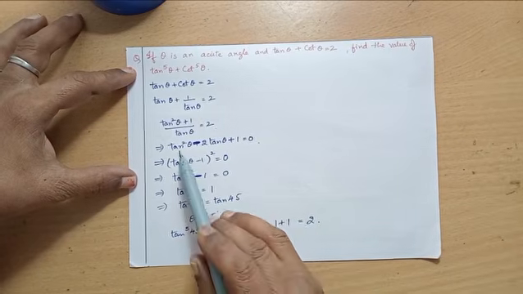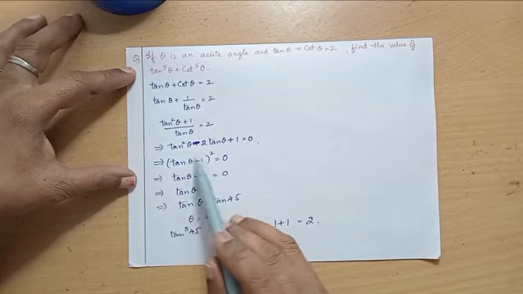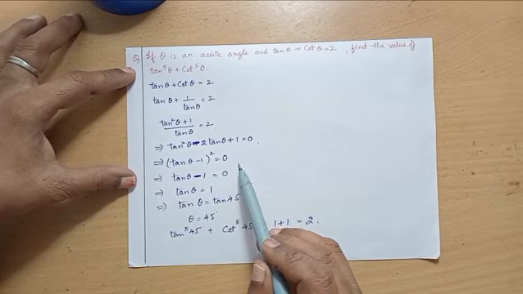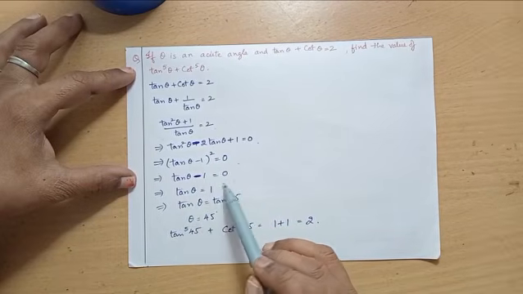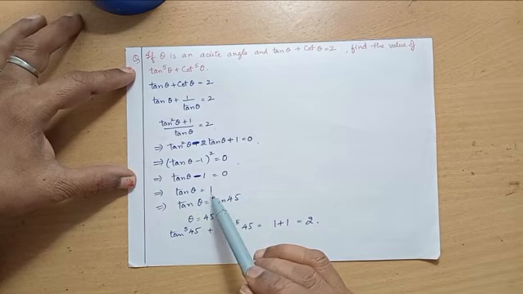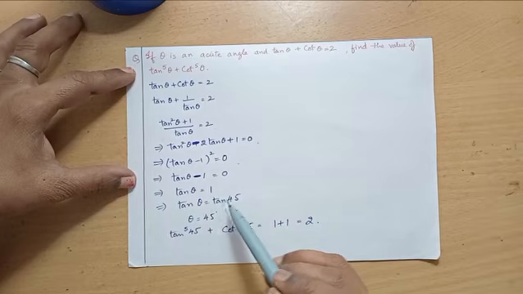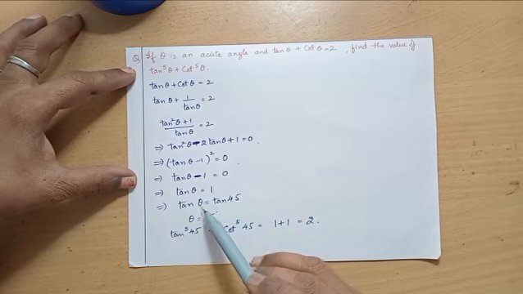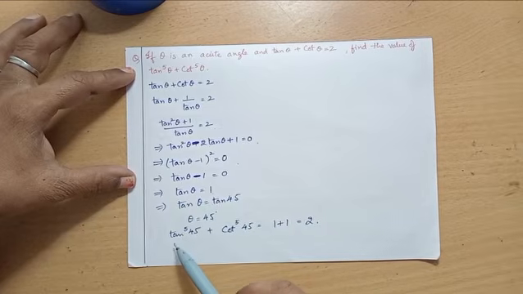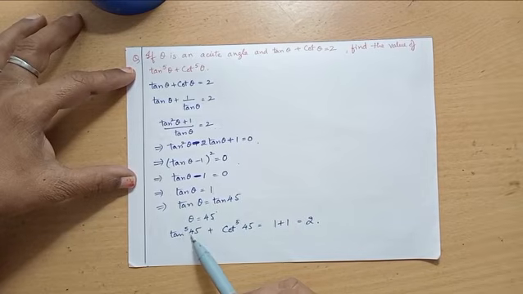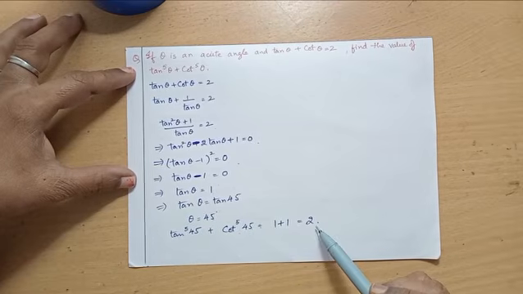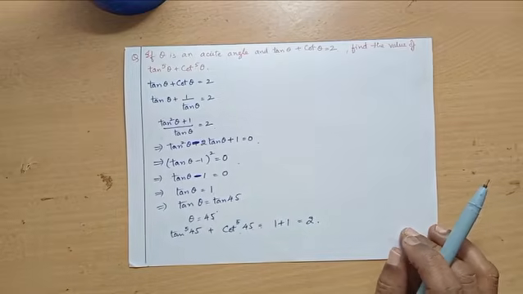This is nothing but tan theta minus 1 whole square is equal to 0. Hence, tan theta minus 1 is equal to 0. Tan theta is equal to plus 1. And when tan 45 is equal to 1, hence theta is equal to 45. Hence, tan to the power of 5 of 45 degrees plus cot to the power of 5 of 45 degrees is equal to 1 plus 1, which is equal to 2.